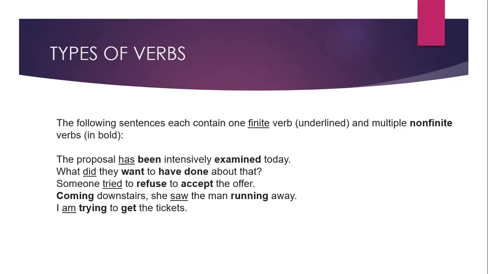What did they want to have done about that? Someone tried to refuse. Now, tried is a verb in the past. To refuse is in the infinitive form. When you want to know if a verb is an infinitive, it is always preceded by to. So sometimes it's referred to as the to infinitive. So someone tried to refuse to accept the offer. So tried here is a finite verb. To refuse there is a non-finite verb. To accept is also non-finite.